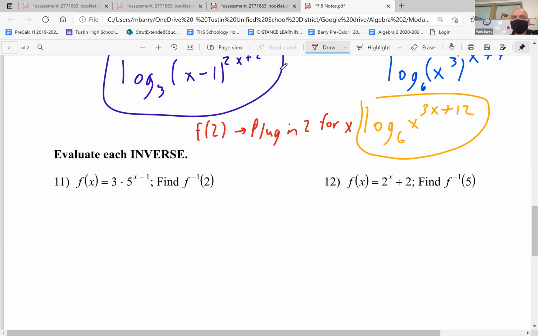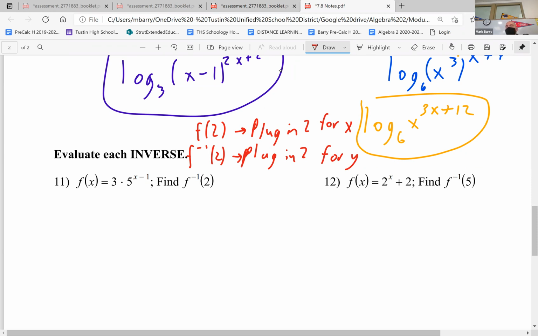We don't have that here though. We have f inverse of 2. So when it's f inverse of 2, you actually still plug in 2, but not for x. You plug it in for y. We talked about inverse earlier in the year, and we always said inverse means you switch x and y, okay? So that's what we're doing now. Instead of plugging in the 2 for x, we're going to plug in the 2 for y.